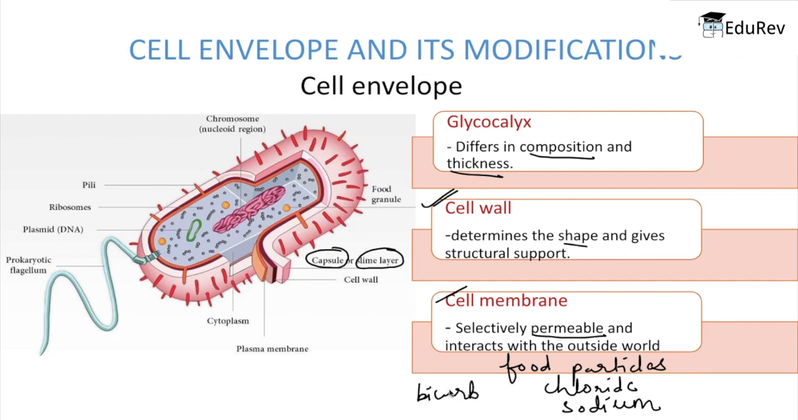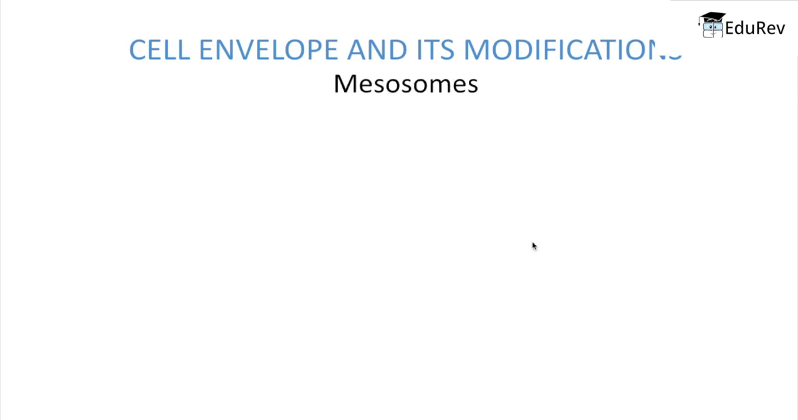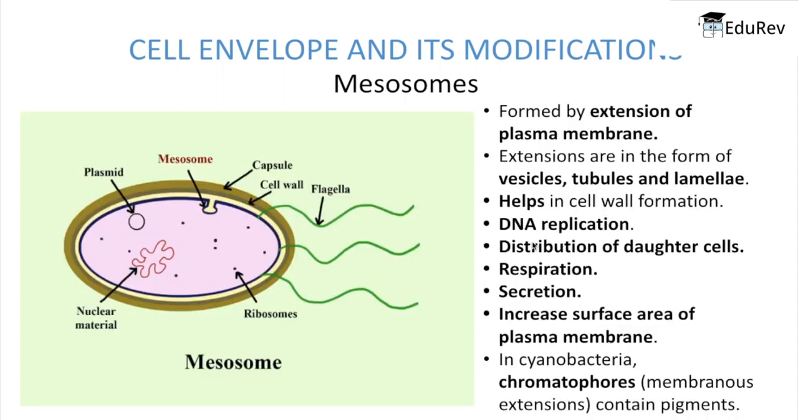So even though these layers have distinct features, together they act as a single protective unit. Often the plasma membrane extends inside the cell and forms the mesosome, as you can see in this image. This extension inside the cell is called the mesosome. These extensions are seen in the form of either vesicles, tubules, or lamellae.